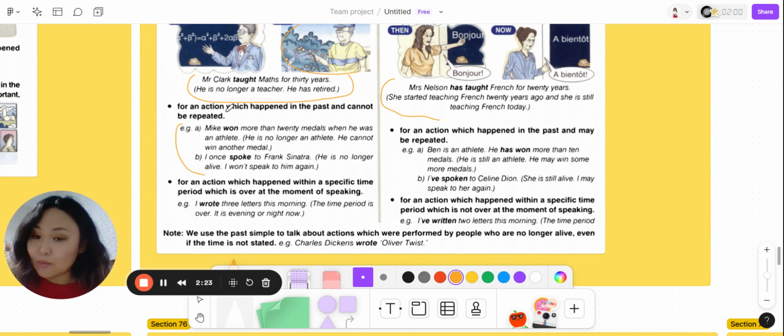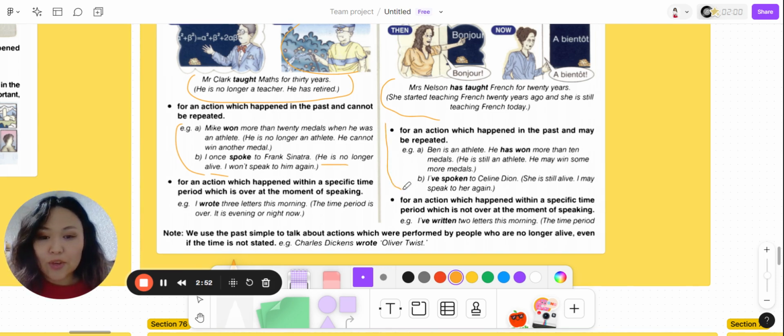Next one, here we have two examples. We can use past simple for an action which happened in the past and cannot be repeated. Mike won more than 20 medals when he was an athlete. He is no longer an athlete. He cannot win another medal. Or, I once spoke to Frank Sinatra. He is no longer alive and I won't speak to him again.